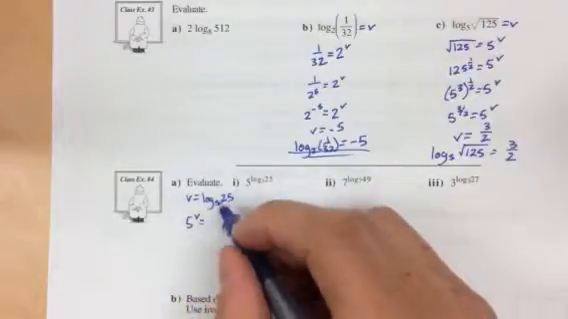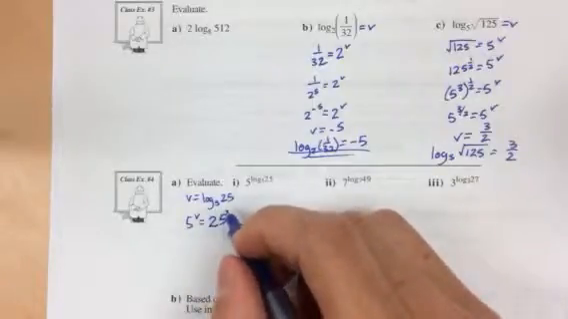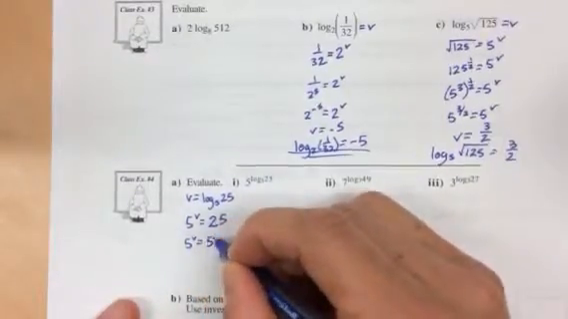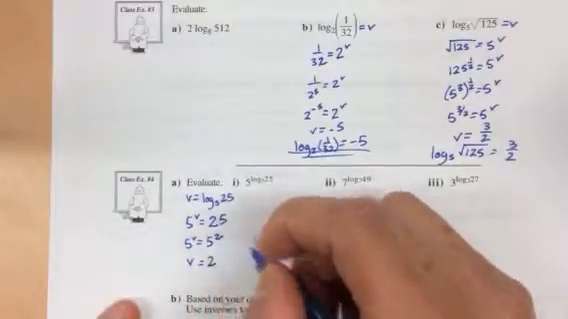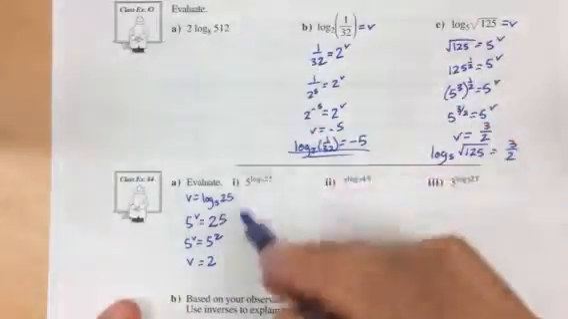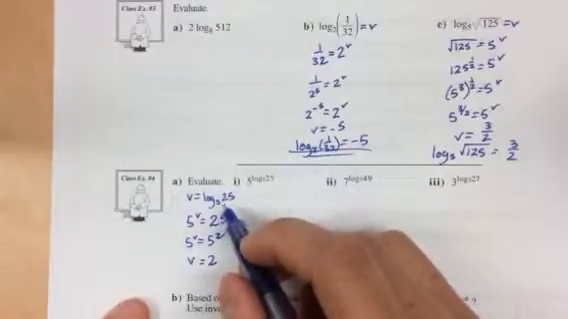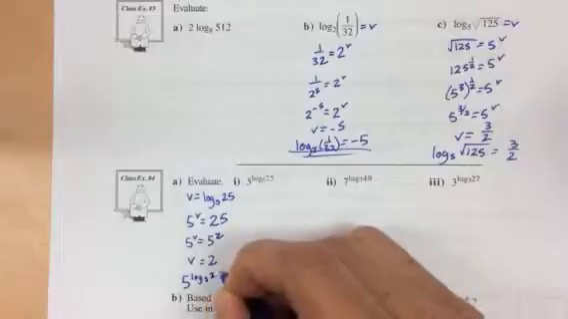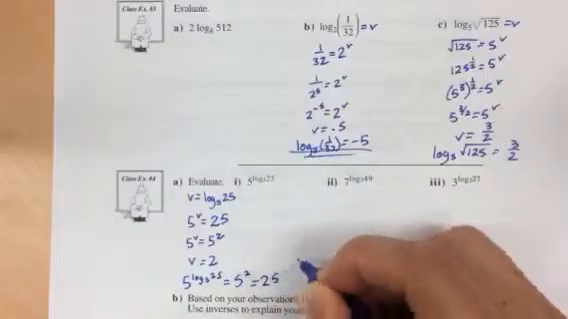And if I were to rearrange this into exponential form, 5 to the power of v is equal to 25. And I can reset this, so 5 to the power of v is equal to 5 squared. And now I have v is equal to 2 if I drop my bases. Now what we want to do is replace v with our original equation, which was log 5 of 25. So instead of 5 to the power of v, it's 5 to the power of log 5 of 25, which is equal to 5 squared, or 25.